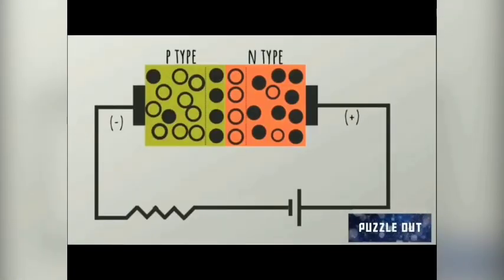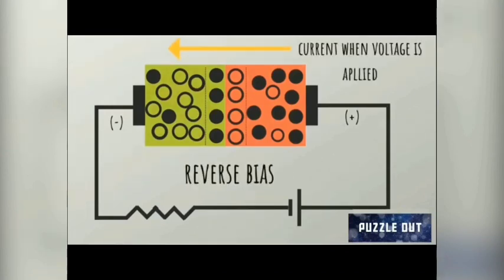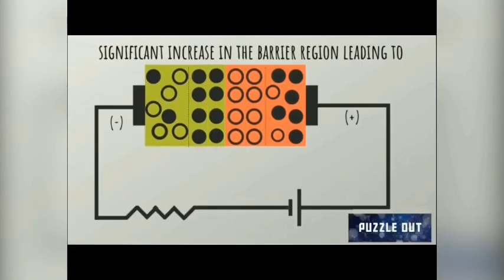P-type is connected to the negative terminal of the voltage and the N-type is connected to the positive terminal of the voltage. Such a case is known as a reverse bias. Then when voltage is applied, current flows from N-type to P-type. This results in the significant increase in the barrier region, leading to no recombinations at all.